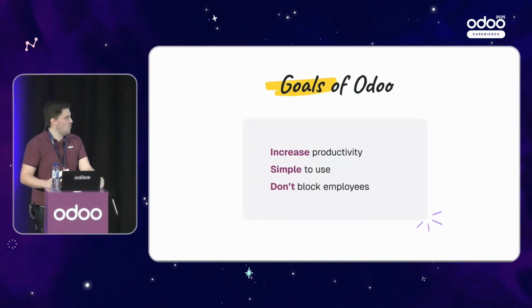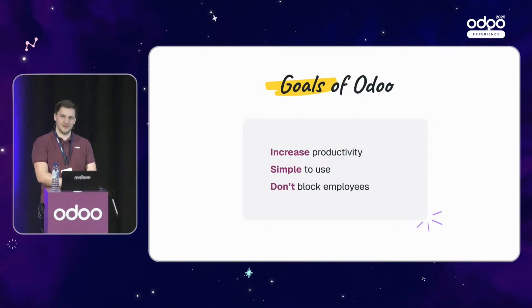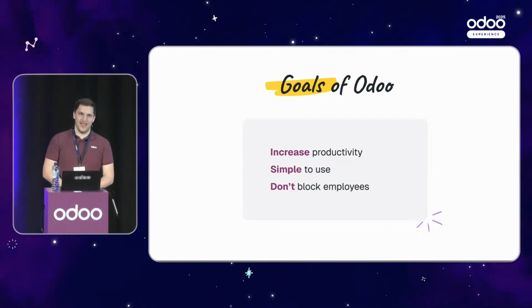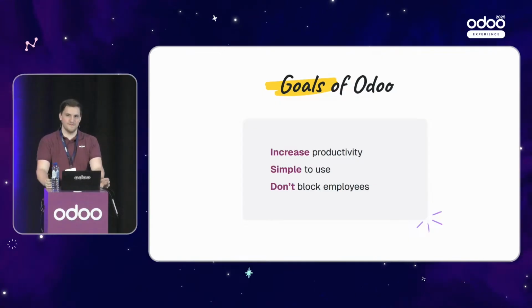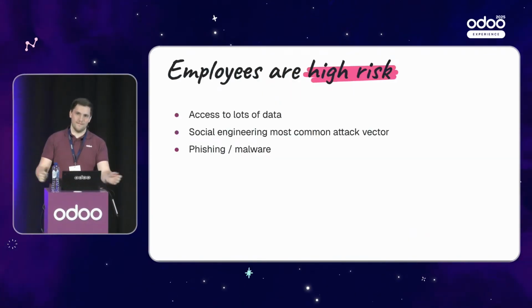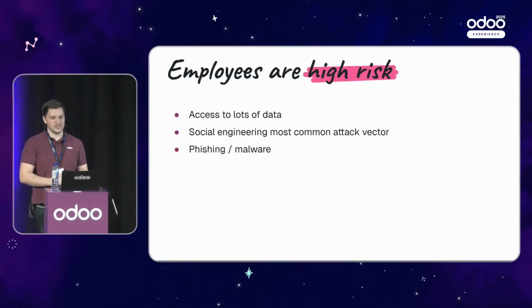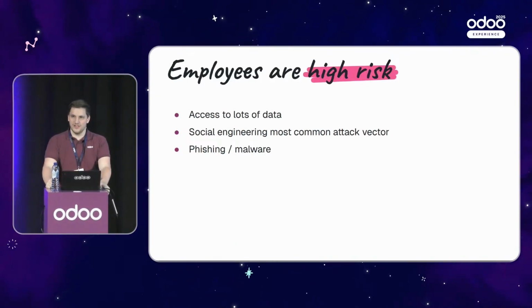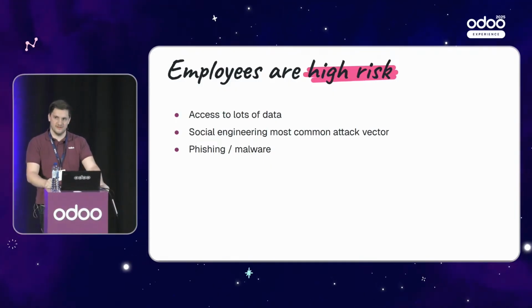So, what exactly are the goals of Odoo? First of all, it is to increase the productivity of the employees. So it has to be simple to use, and we cannot just block employees from doing their job, which means that employees are very high risk. They have access to a lot of data. And social engineering within enterprise has been the most common attack vector.